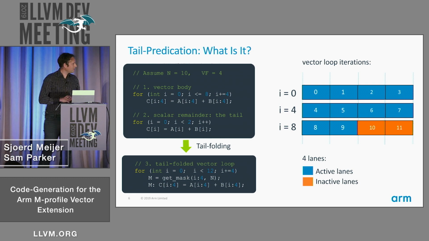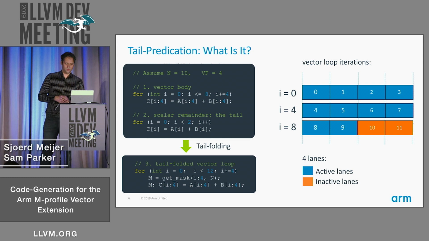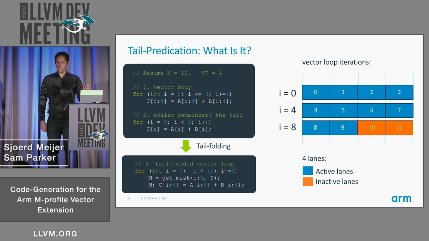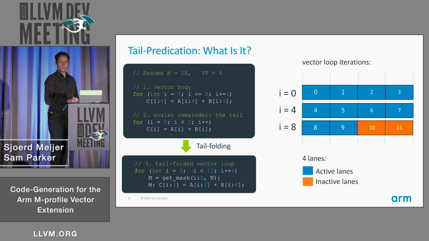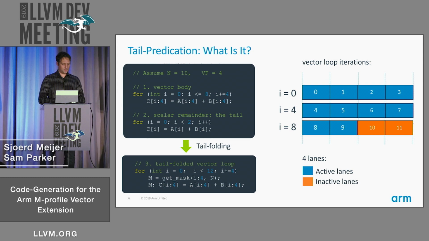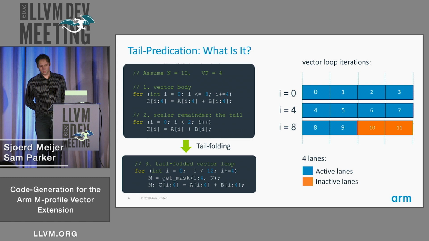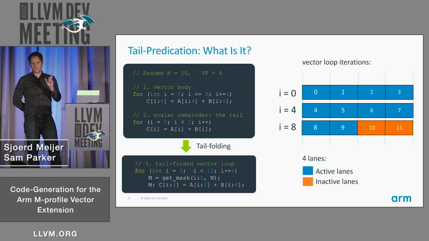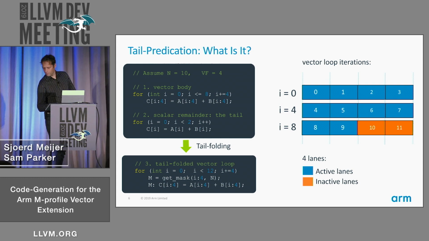So shown on the right-hand side at the bottom is the last iteration of the vector loop. We need to make sure that we activate only the first 2 elements of that vector and disable the second part to process 10 elements. And that is achieved by the first statement in the tail folded loop, the get mask. Depending on the iteration count and the current iteration, it generates this mask to set active lanes and inactive lanes. Sam is going into more details.